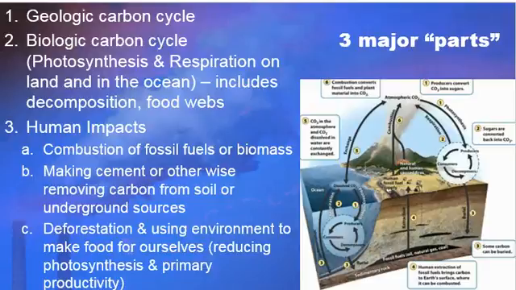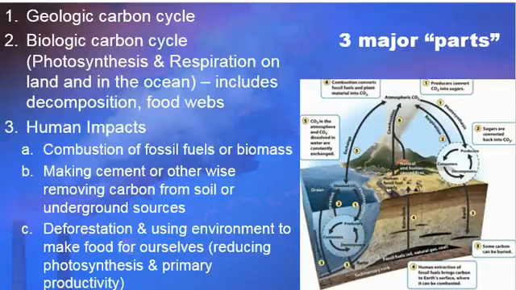So that's that cycle of photosynthesis and respiration. And remember, that's going on both on land and in the ocean. Everywhere you have a food web, you have this biologic carbon cycle. So that also includes things like decomposition. Remember that decomposition is really just another form of respiration. Organisms are just getting energy a different way. And that includes all the food web stuff we just finished up talking about as well.